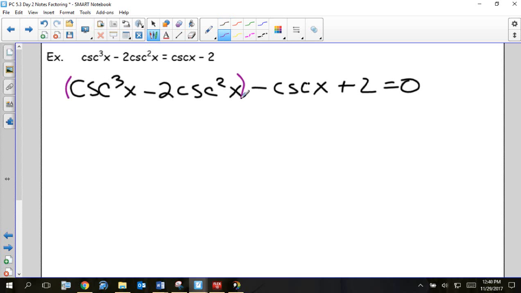So 4 terms, we're going to do grouping. There has to be a plus sign in between if you want to do grouping. You change it to plus a negative, and you put the negative inside of the group. And then we factor out the GCF from the first group, which is cosecant squared x. I just can't talk and write cosecant at the same time.